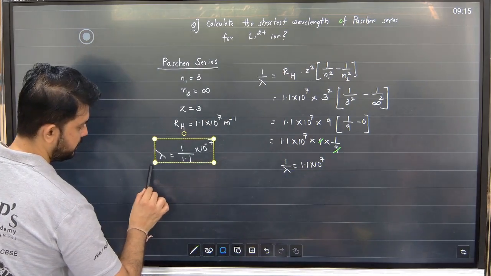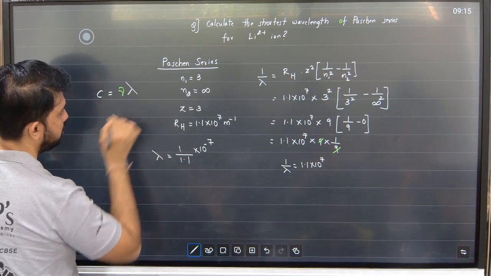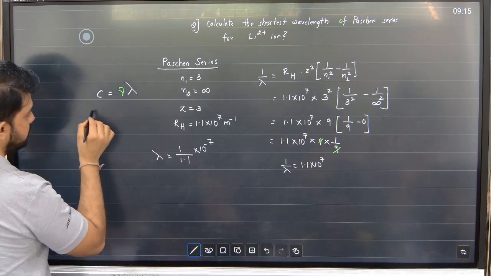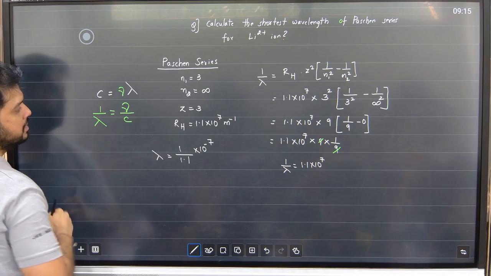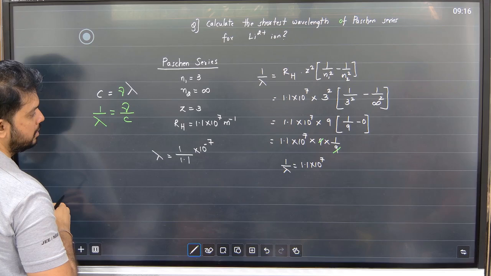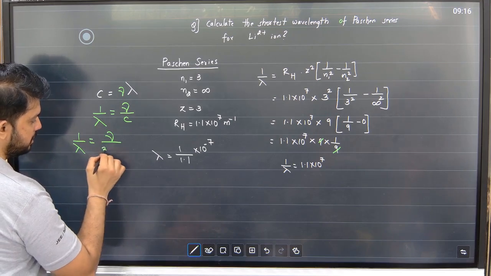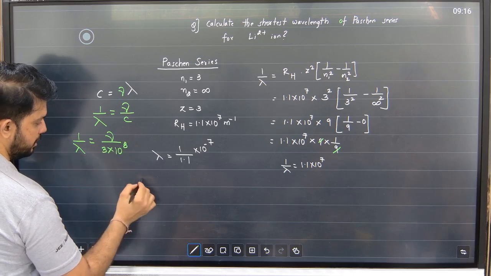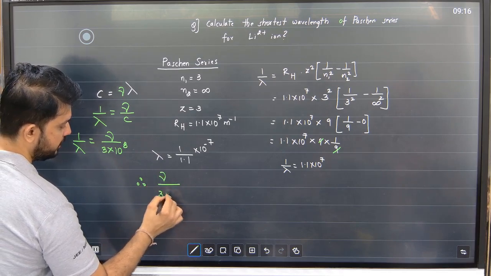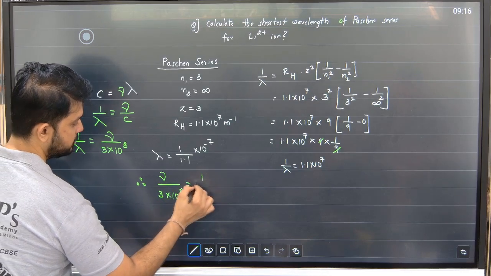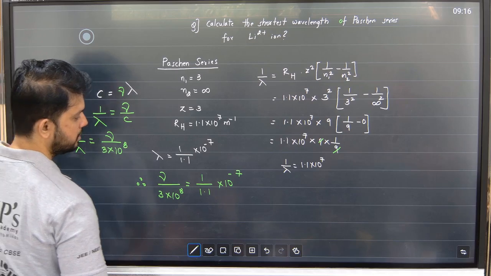So what steps will we take? We know that C is equal to nu lambda. So can I say 1 upon lambda is nu over C, and how much will we take C as? 3 into 10 raised to 8. Therefore, lambda will be nu over 3 into 10 raised to 8, which will be 1 over 1.1 into 10 raised to minus 7.